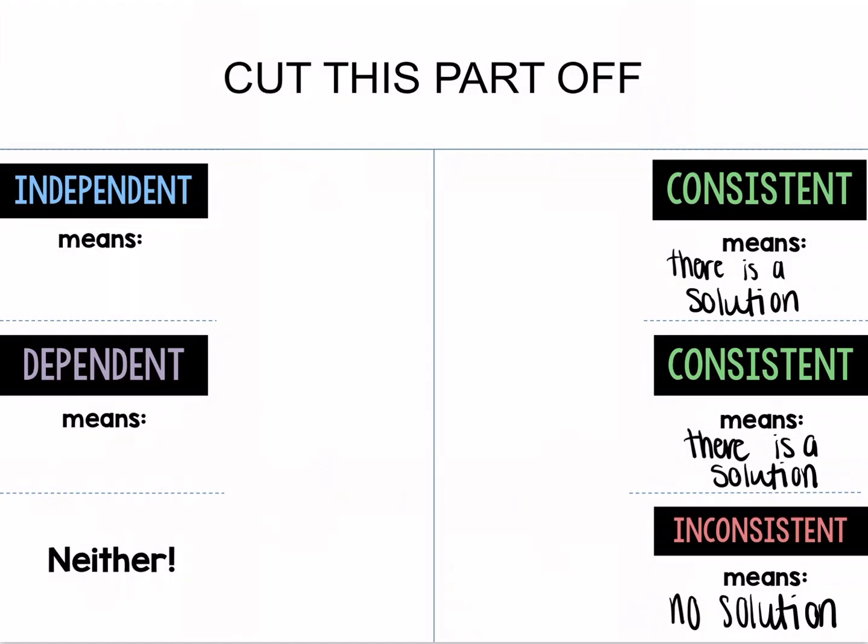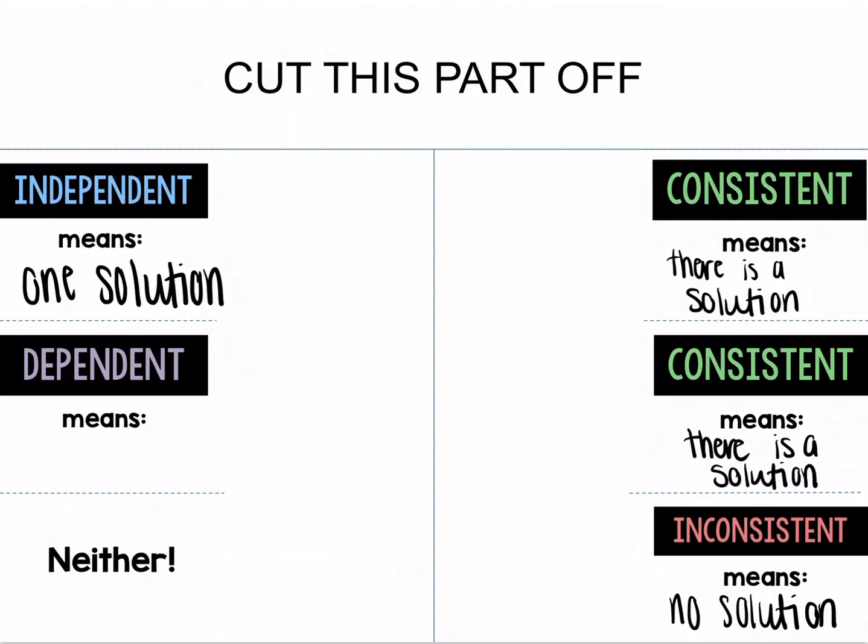Inconsistent means no solution. Now, within it being consistent, so we have determined there is a solution for the system of equations, there are two different ways we can label this, and it depends on what type of solution. We have independent and dependent. Independent means there is one solution. That means that the lines just intersect at one spot. They don't cross multiple times. It's quite literally they hit at one spot.